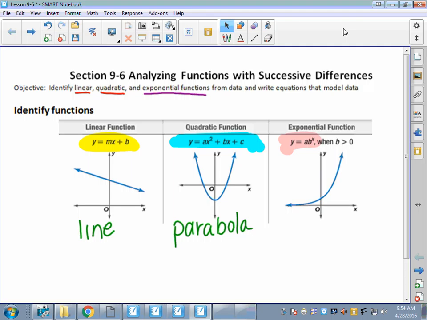But notice it starts off low, really close to 0. As you read it across from left to right, it gets larger and larger at an increasing pace. It gets steeper and steeper as you go across the x-axis. So note those three equations. We're going to use those later on.